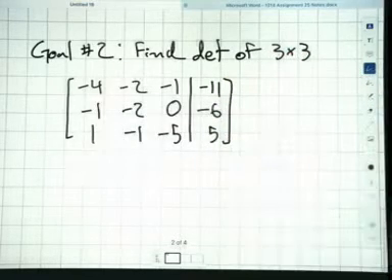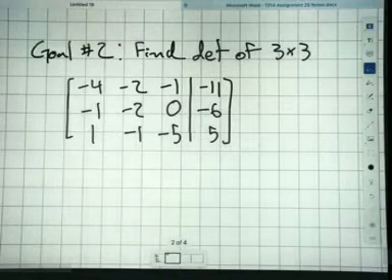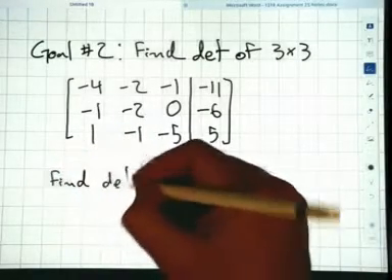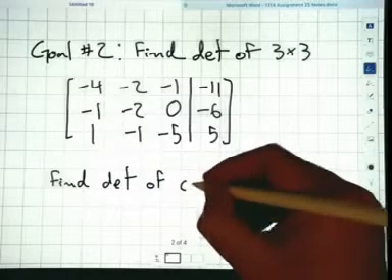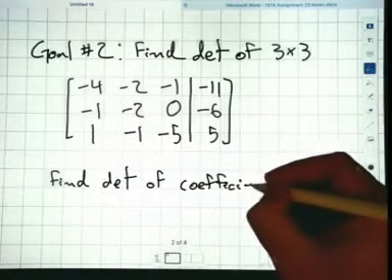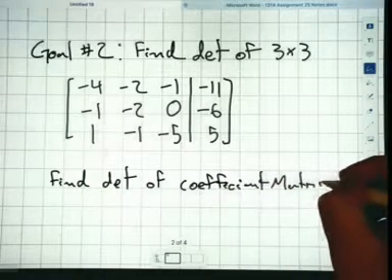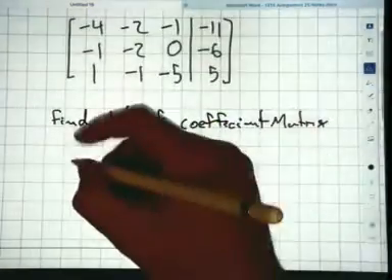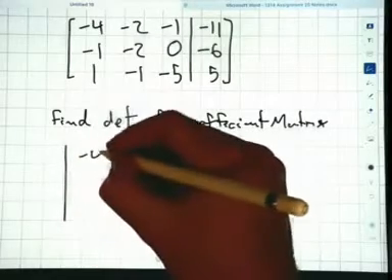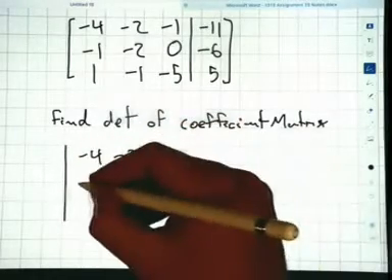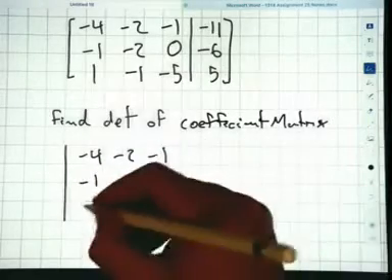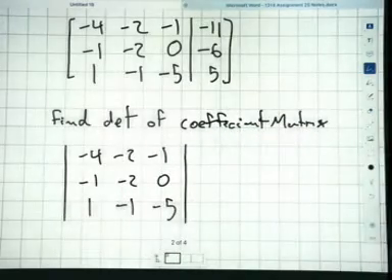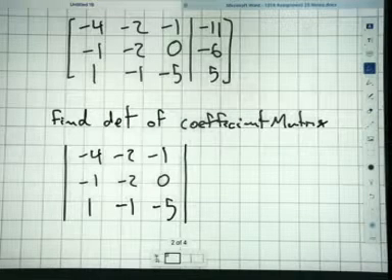Let's suppose that we had the system and its augmented matrix that gets transcribed into this, and we want to find the determinant of our coefficient matrix. So what are our coefficients? We have negative 4, negative 2, negative 1, negative 1, negative 2, 0, 1, negative 1, negative 5, and there's our absolute value bars.